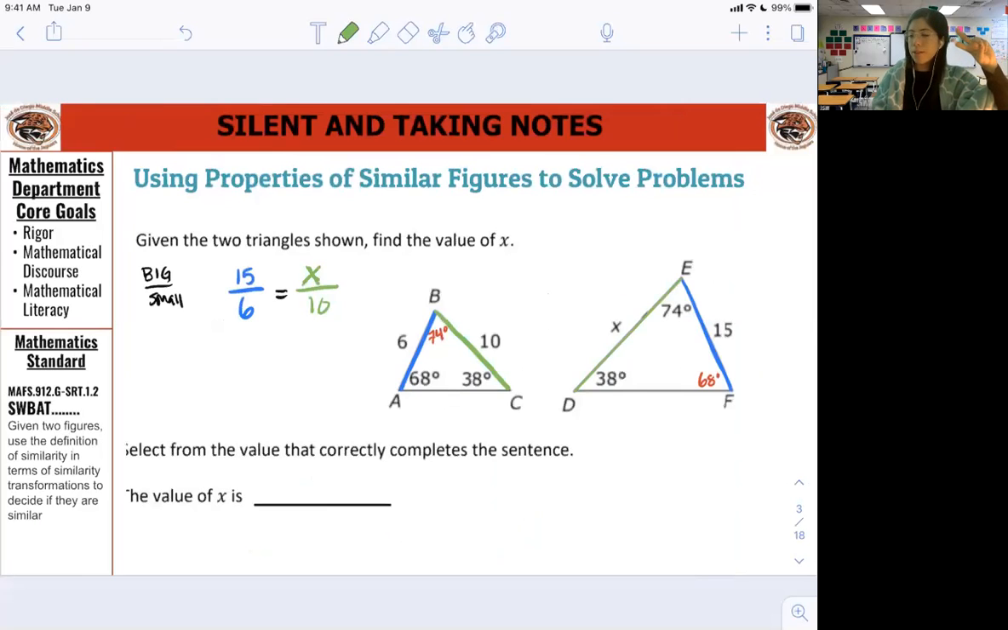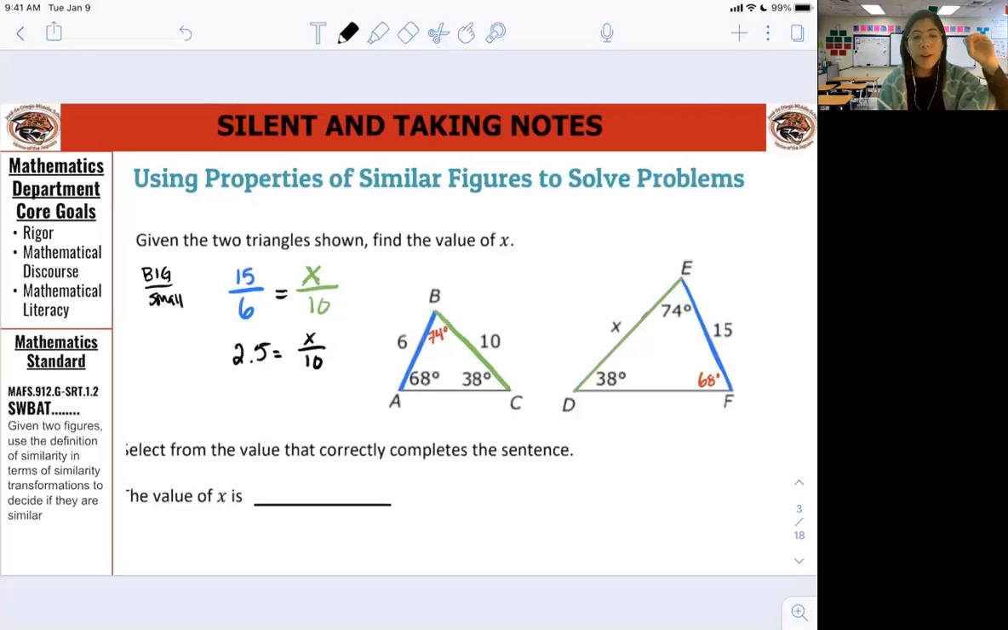There's two possible ways to solve this. Can anyone tell me one way? Divide. So what would you divide? 15 and 6. You would divide 15 over 6, and then what would you do after that? Divide 10 by 2.5. So that's where you want to be very careful because you're close. You got 2.5, right? Yes.